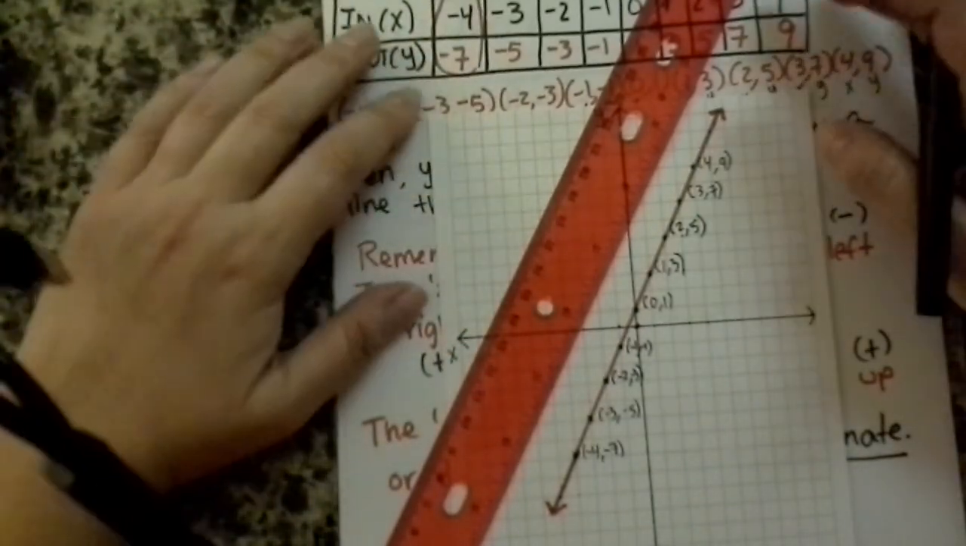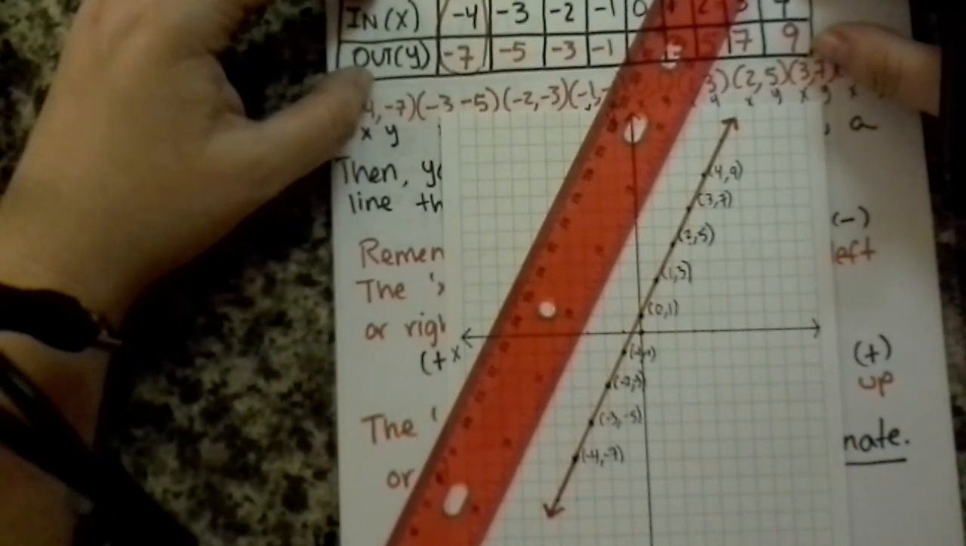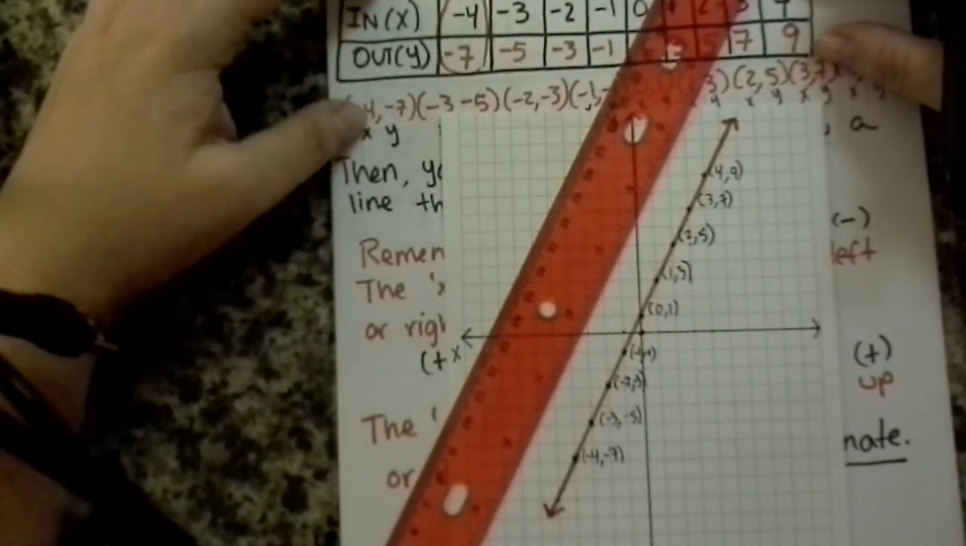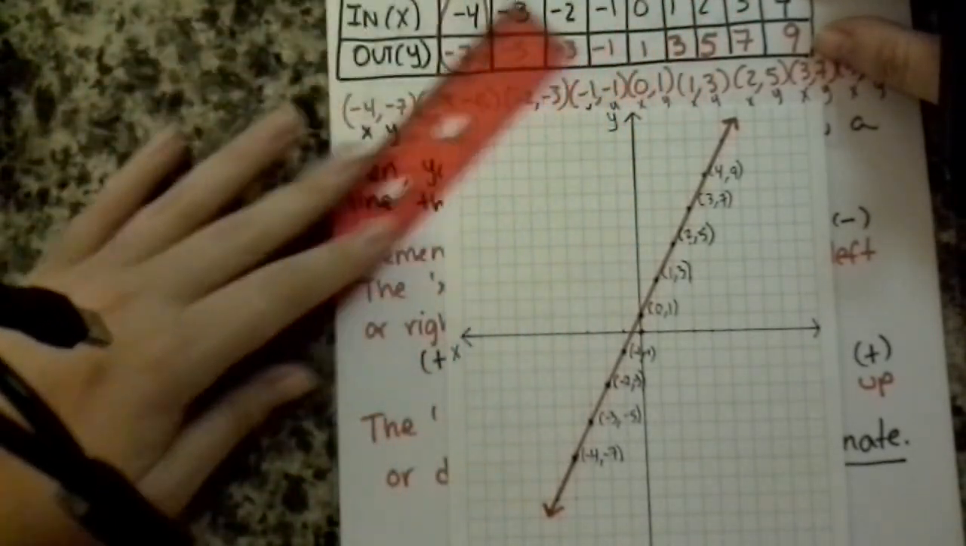So basically that's how you go and fill in your values in a table and then plot your points from there. I hope this helps with your homework for tonight.